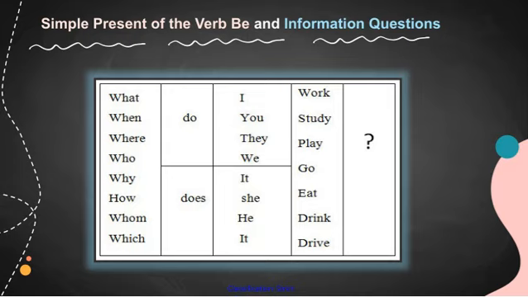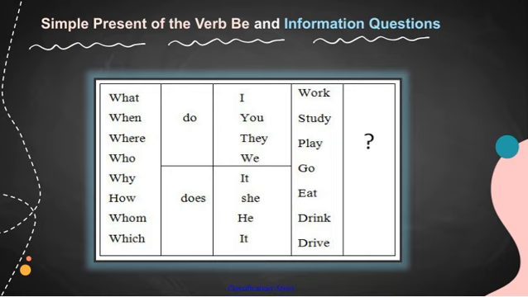Today, we're going to explore the simple present tense of the verb be and how to form information questions using it. The verb be is one of the most fundamental verbs in English, and it's crucial for describing states, identities, and characteristics. When we talk about the simple present of be, we use different forms depending on the subject. For example, I am, you are, he is, she is, it is, we are, and they are. These forms are essential because they help us construct clear, correct sentences in everyday communication.